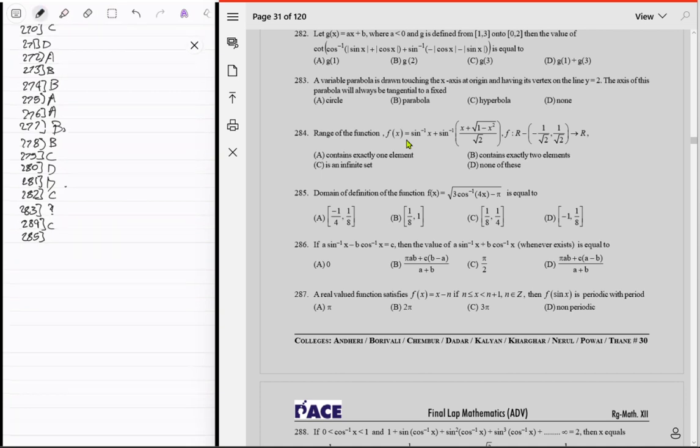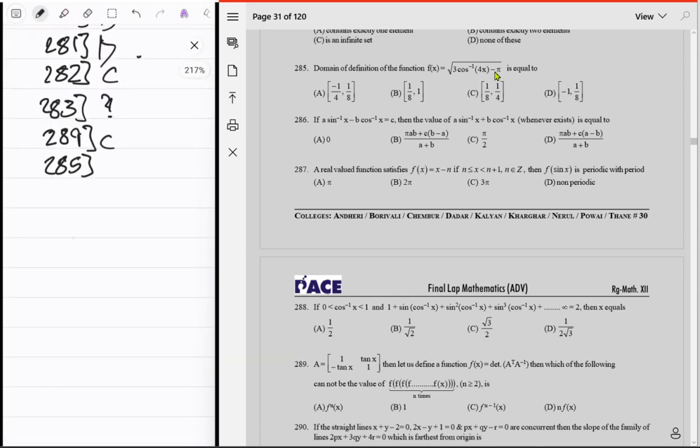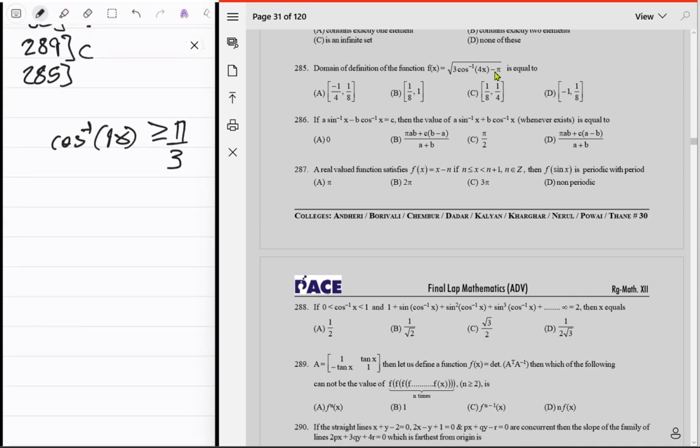285: the domain of the definition of this function. 3 cosine inverse of 4x minus pi is the key. First of all, this will be positive. So cosine inverse of 4x is bigger than pi upon 3, I guess. Which means, when I apply cosine to this, it's not just pi upon 3. So where does it go from pi upon 3?